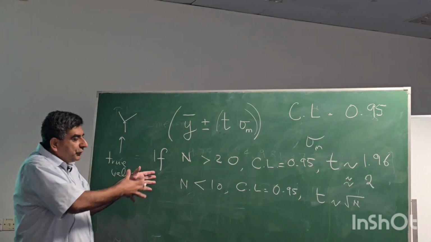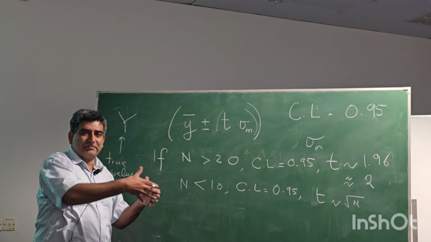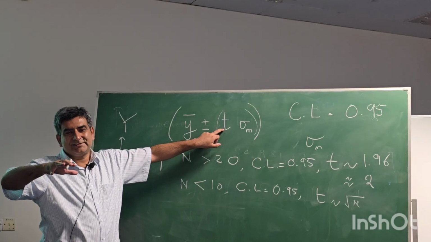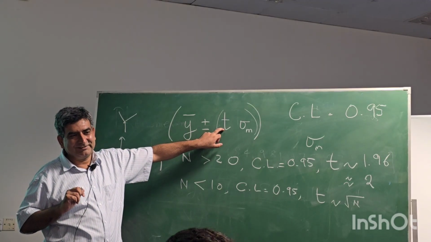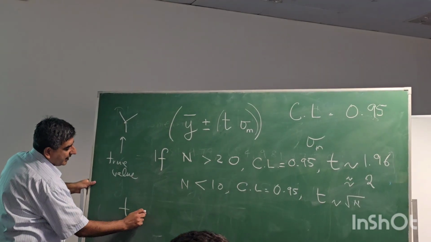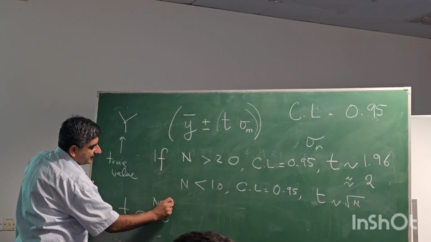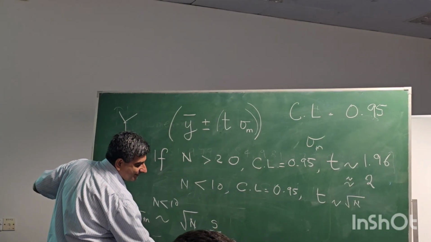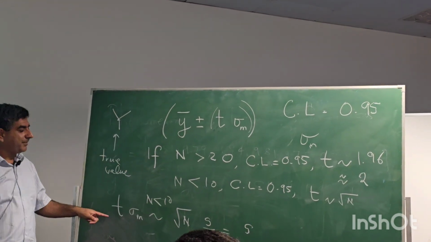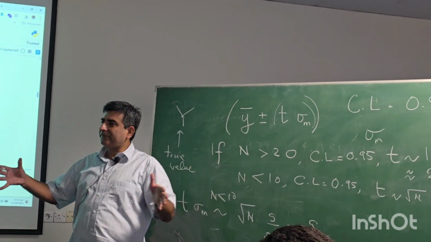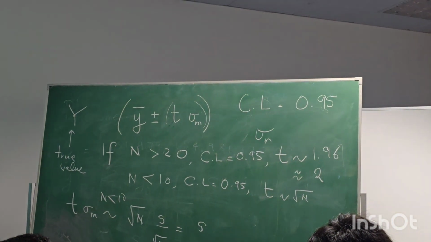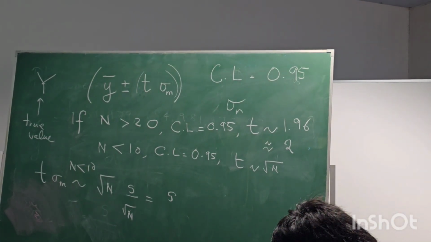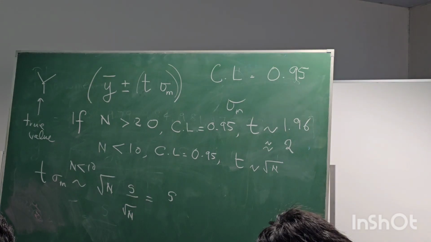By the way, if you have fewer points, like in this case, our points were just 7, then your t is just the same as square root n. And if I look at t times sigma m for n less than 10, this is under root n, and my sigma m, as you know, is s over under root n. So this band, the 95% confidence band, becomes the same as the standard deviation band for fewer points at the 95% confidence level. So let me give you an example of the G.